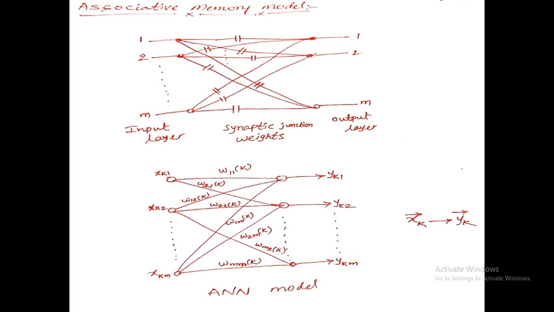So just remember how we denote the connection link weights, what the input is, what the output is, and how we represent them as vectors. XK is the input, YK is the output. There are M neurons at the input and M neurons at the output. Even that can be a different number; we can take M neurons at the input and N neurons at the output. But here I have taken both input and output as M neurons. That's why YK1 to YKM and XK1 to XKM are indicated here.